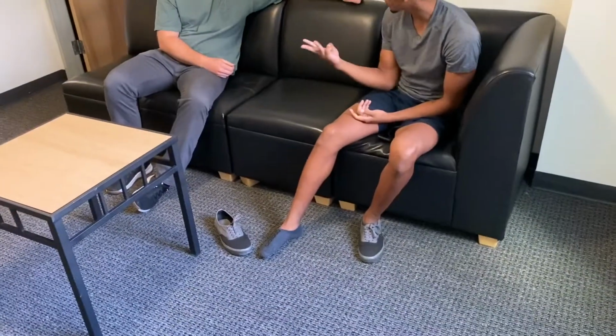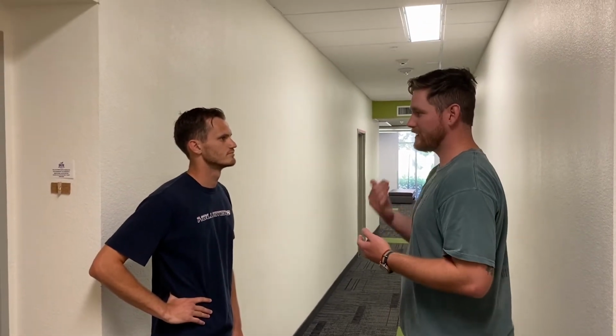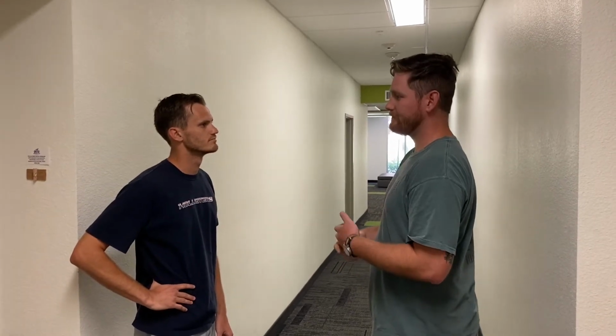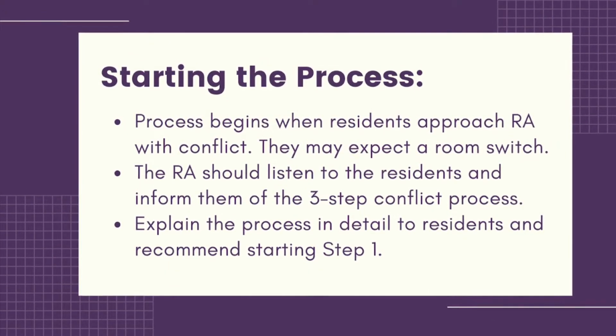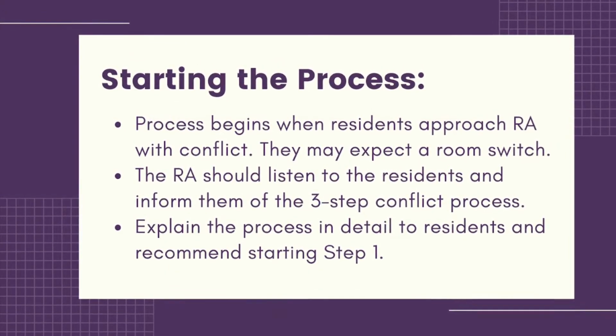Skylar is also frustrated that Quinn goes to bed so early and feels that it isn't fair he has to be quiet. The residents have individually approached their RA with the conflict and have asked for a room switch. The RA listens to their frustrations and informs them of the 3-step conflict process and recommends that they begin step 1 of the roommate conflict process to address these issues.